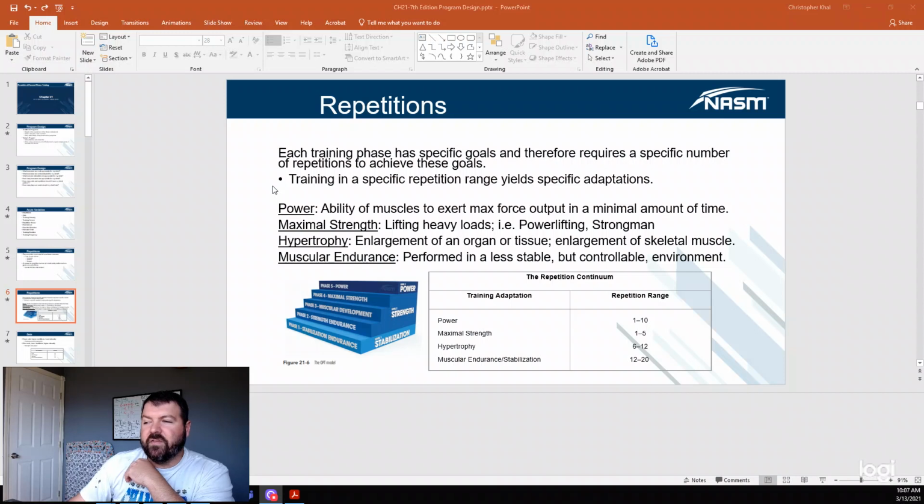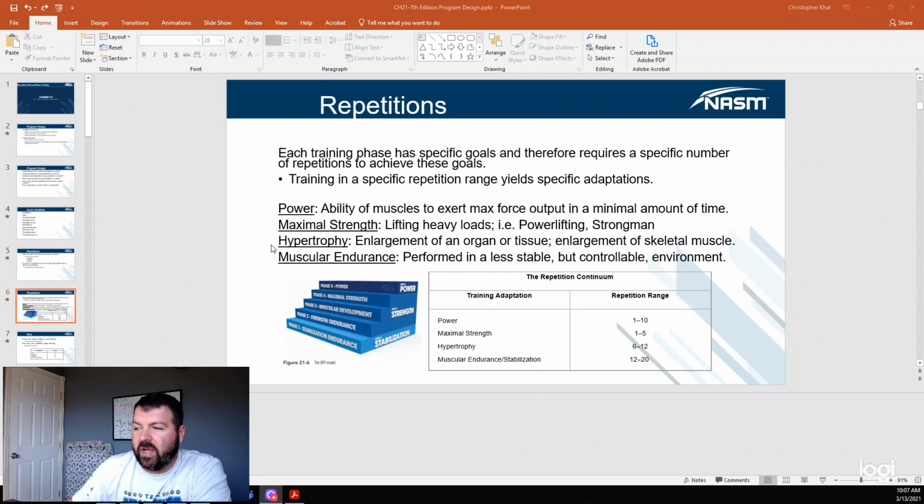So here I combine a few different things. In repetitions, each training phase has specific goals. You'll see this model a lot in the books. Between the 6th and 7th edition it changed a little bit, but not a lot. So I put it all over here, and every few slides I give you a reminder, because as I go through all the different chapters, it'll go through, for example, your strength phase 3, muscular development. That's what we're talking about.